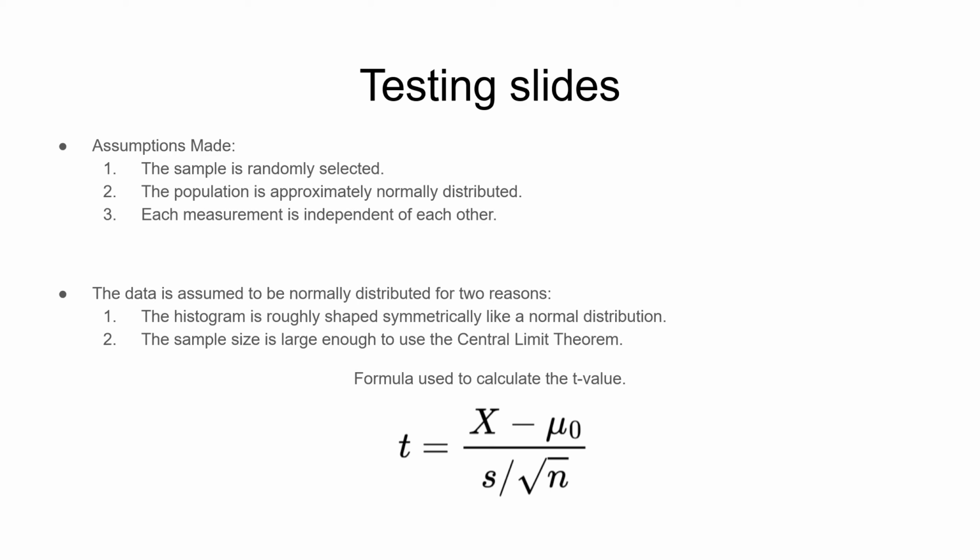We assume that the population is normally distributed, both through the central limit theorem and also by using the distribution graph, which is shown in this PowerPoint. It appears to be normally distributed.